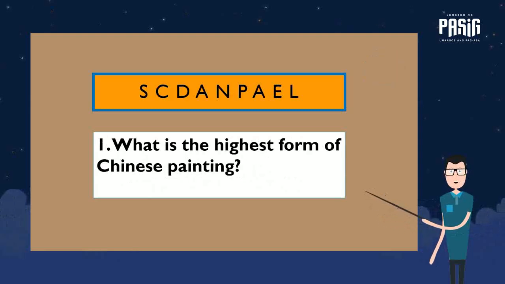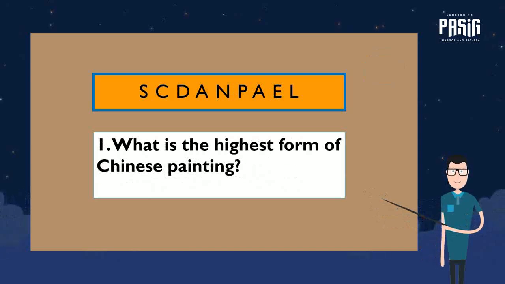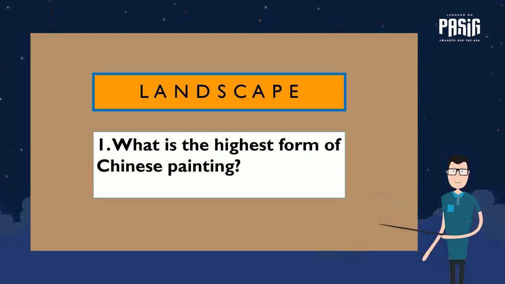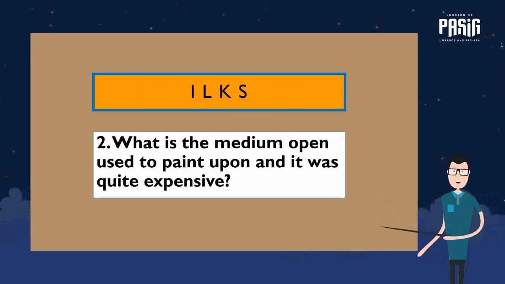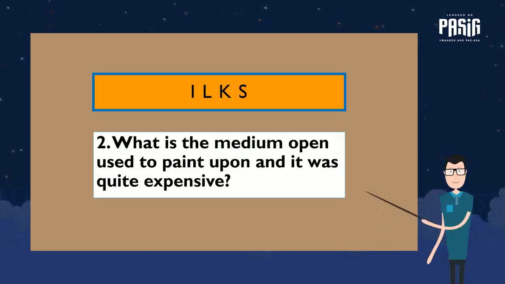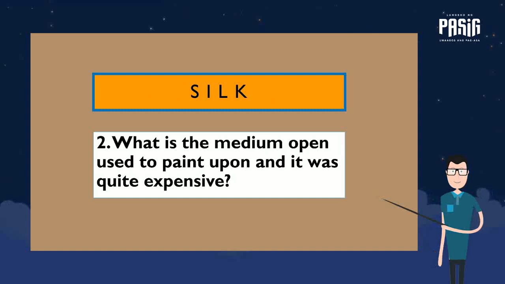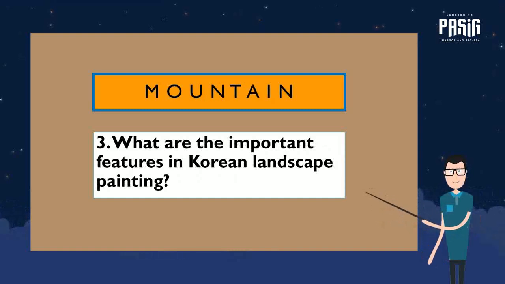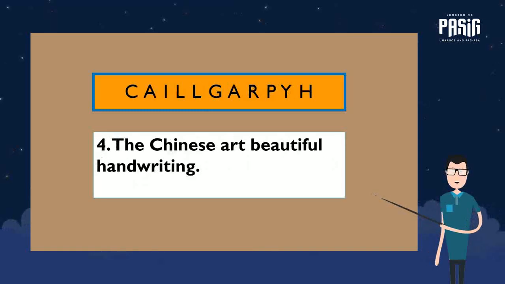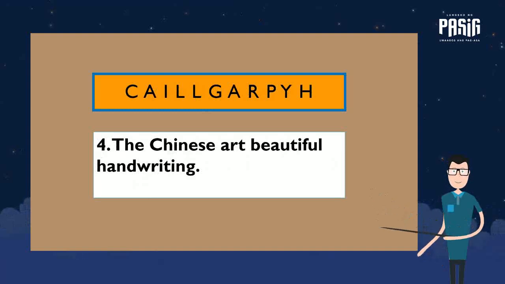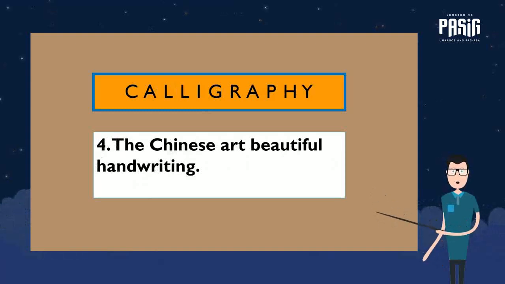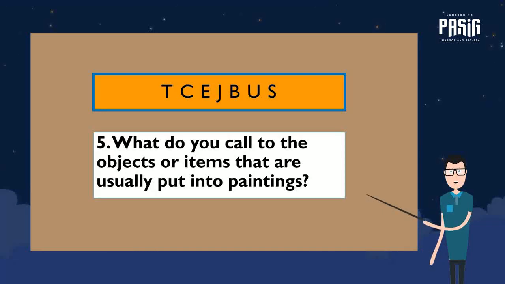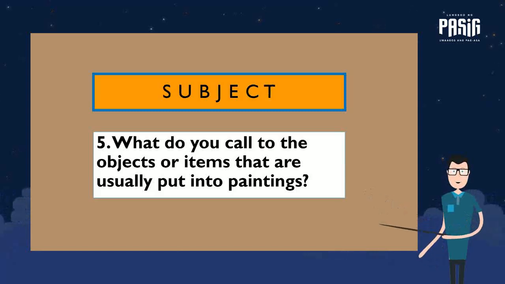Let's have number 1. What is the correct answer for number 1? That is landscape. Very good. Let's have number 2. The answer is, that is silk. Very good. Let's have number 3. Your answer is, that is correct. That is mountain. Let's have number 4. The correct answer is calligraphy. Very good. And our last item, number 5. The answer is, that is subject. Very good.